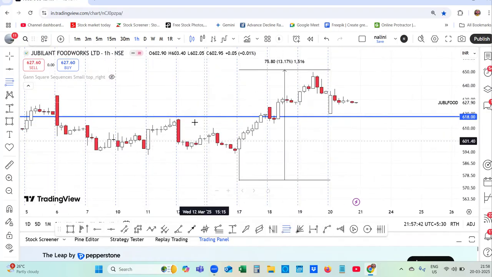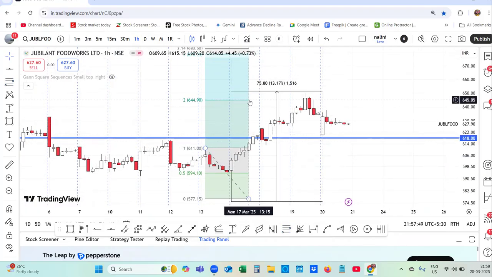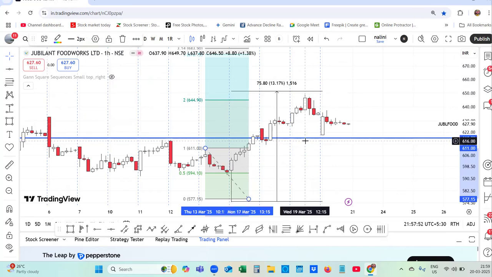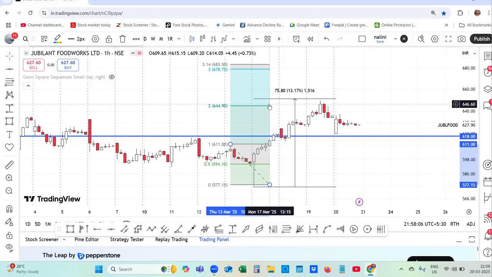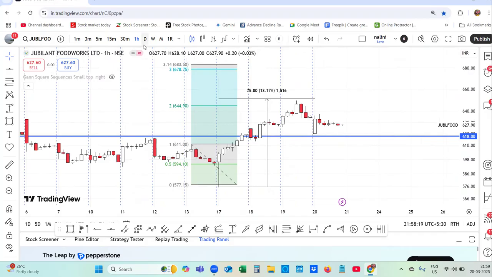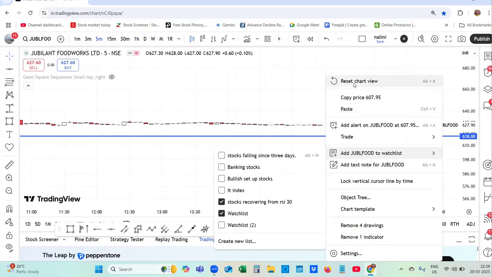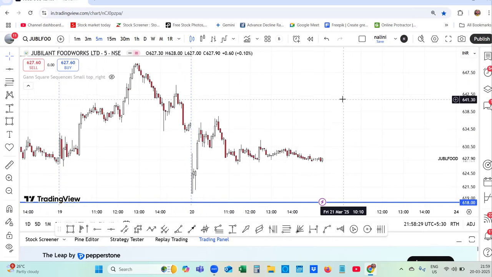Let us see whether it has completed 3 cycles. No, it has completed only 2 ranges. So the picture is still pending. That means it still has room to go up to 677 to 683. It is around the second measured move. The price has stalled, and today it is the low of the day, the 5-minute low of the day. Probably it can increase. The trend may continue to the upside today itself.